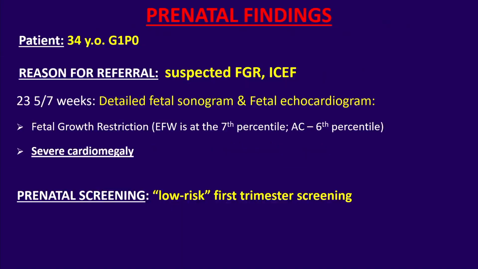So the first patient was referred to us with suspected fetal growth restriction and an intracardiac echogenic focus noted in the left ventricle. She was a primigravida at 23 weeks gestation. And we performed the detailed fetal sonogram and fetal echocardiogram. We found that the fetus was indeed growth restricted based on our definition. So the estimated fetal weight was at the 7th percentile and the abdominal circumference at the 6th. And then we saw the severe cardiomegaly.